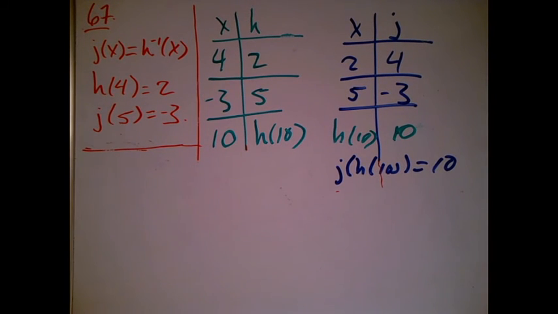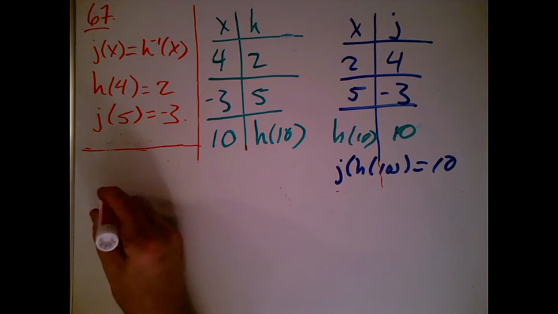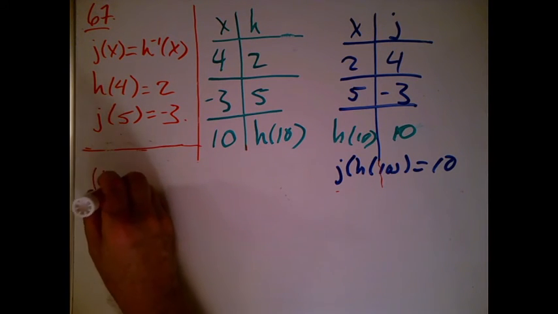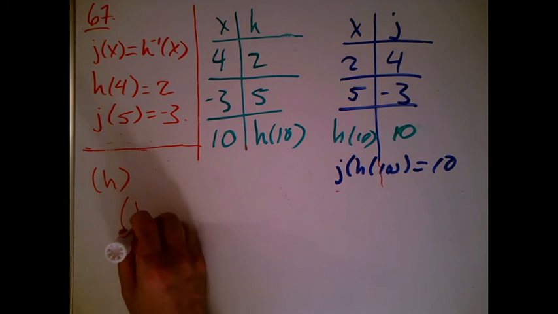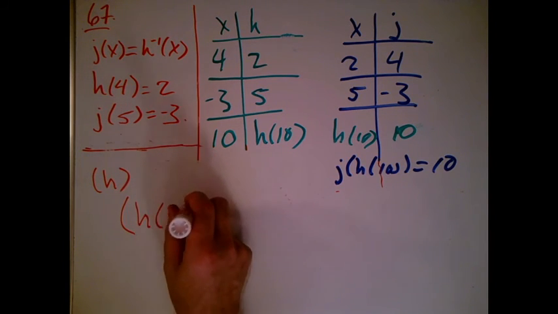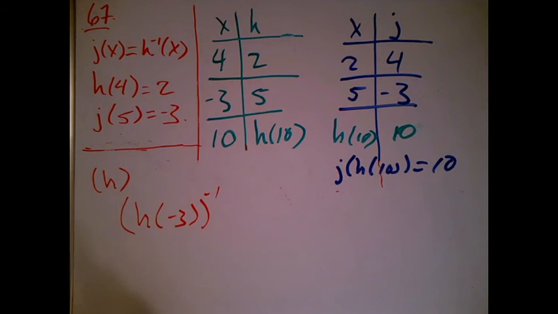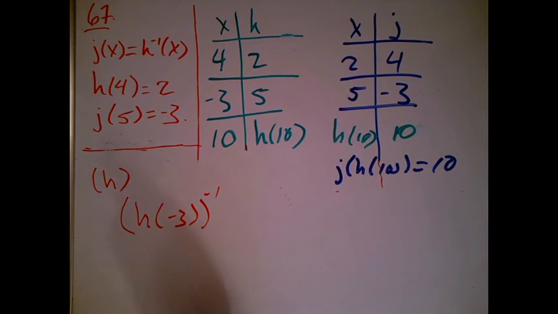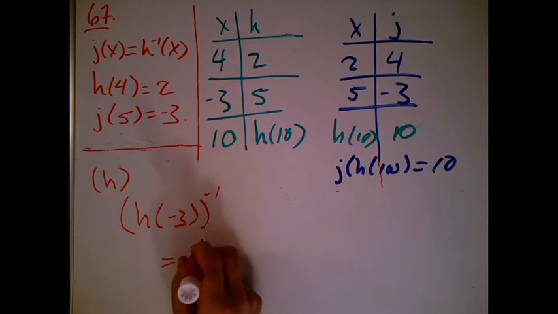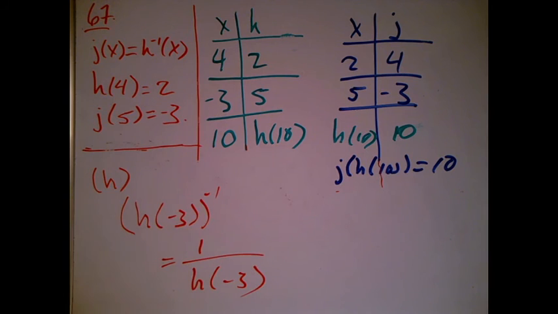Part H. They asked for something completely different here. They asked for h of minus 3 reciprocal. Reciprocal. This is not asking for the inverse function. It has nothing to do with the blue table over here. Nothing, right? This is just 1 over h of minus 3, like that.